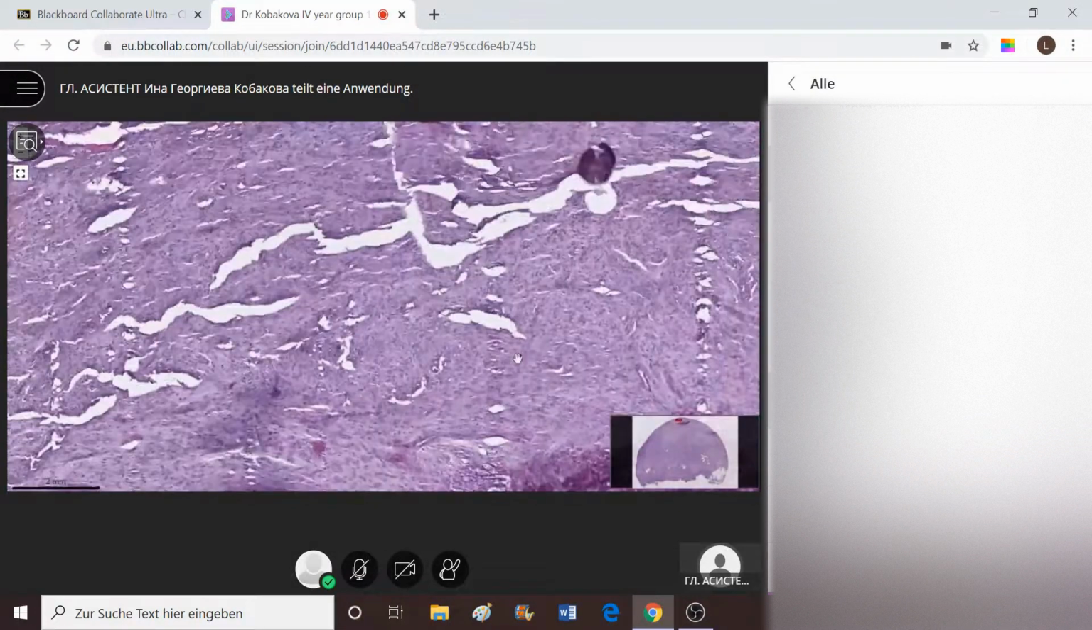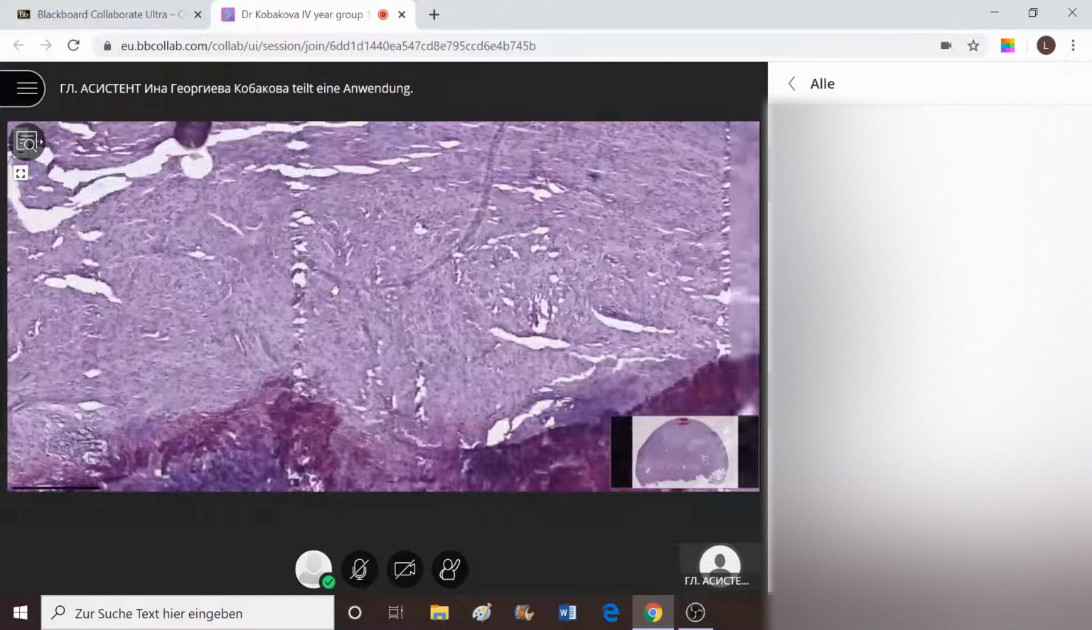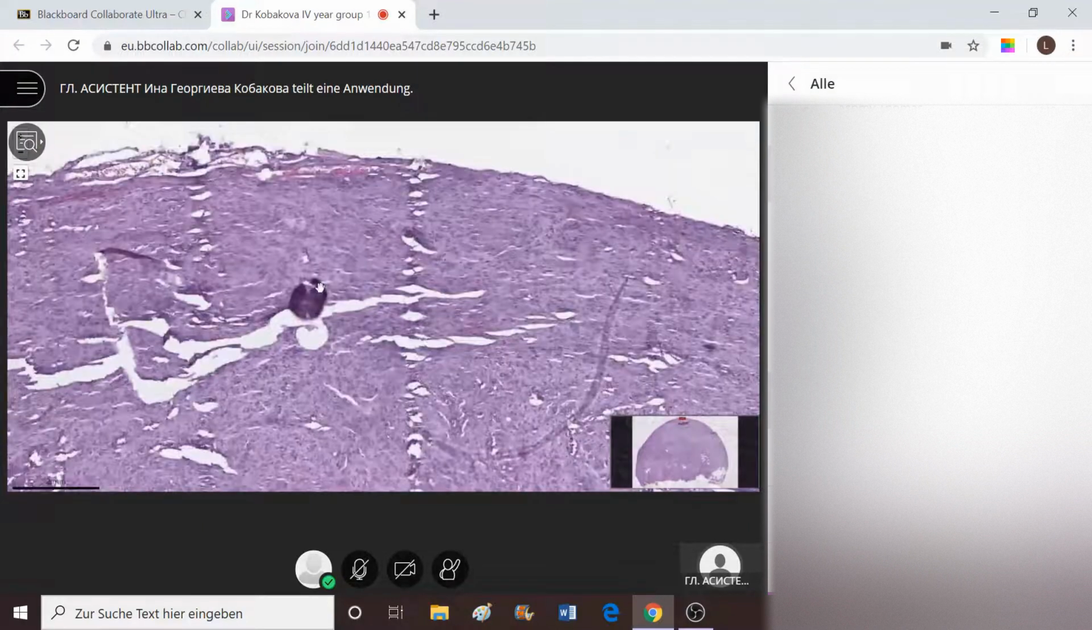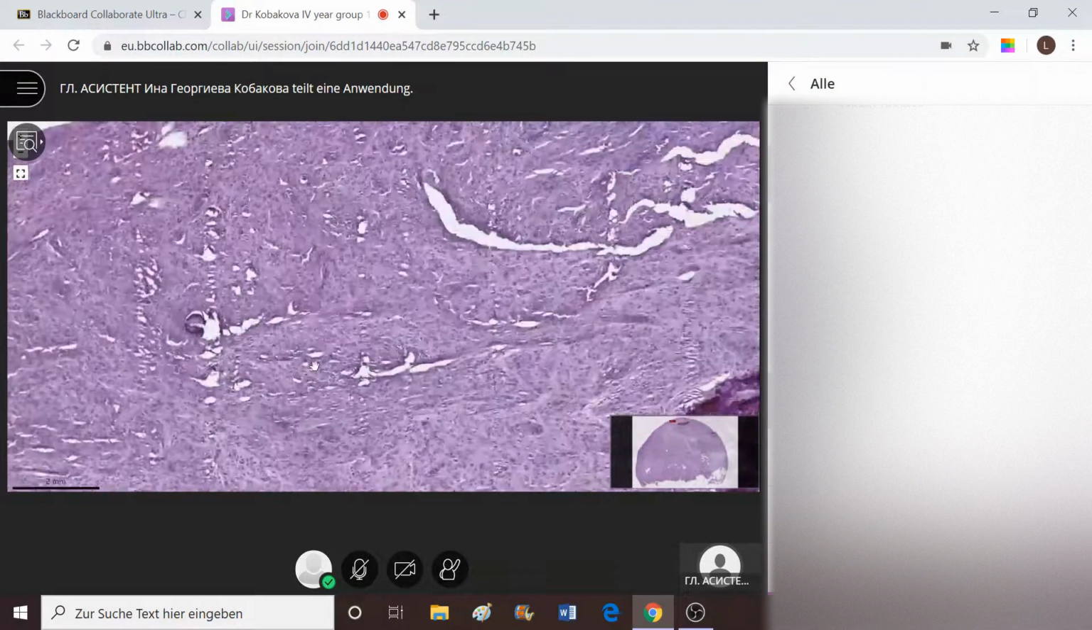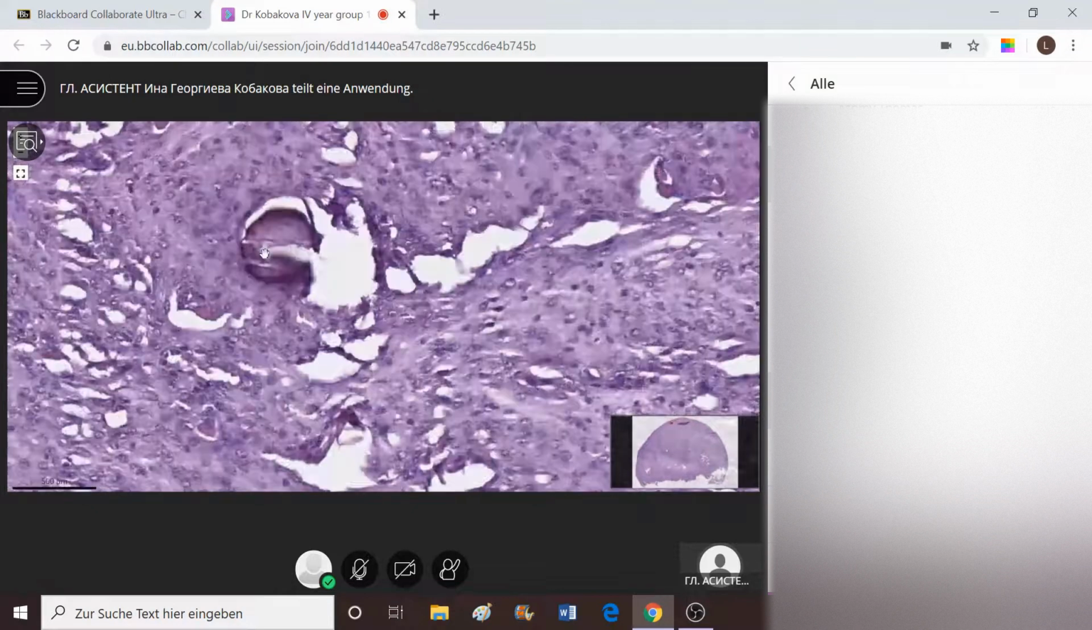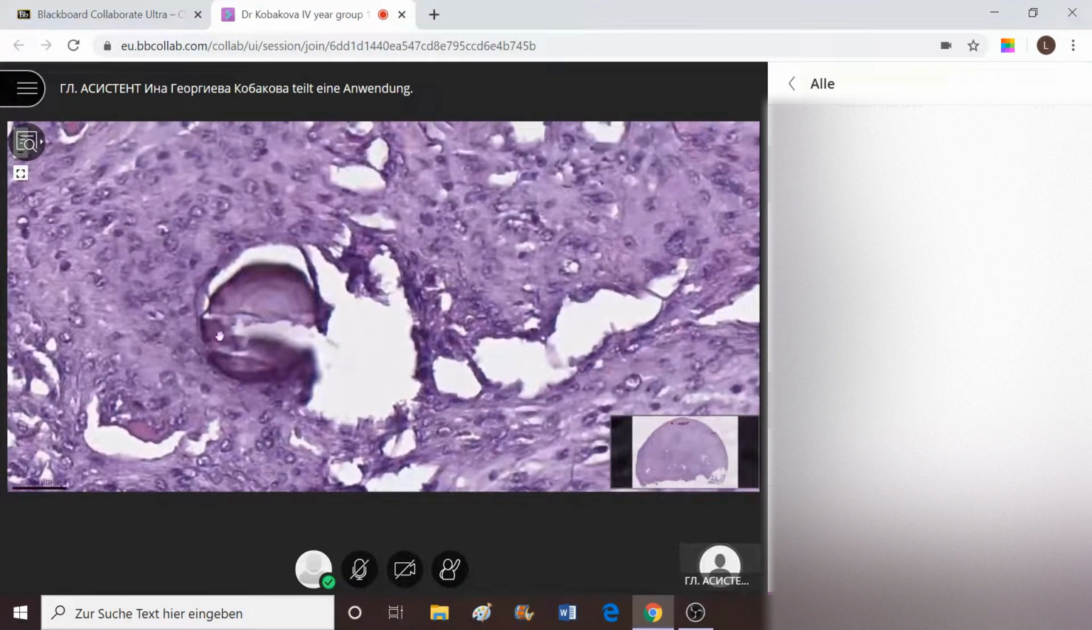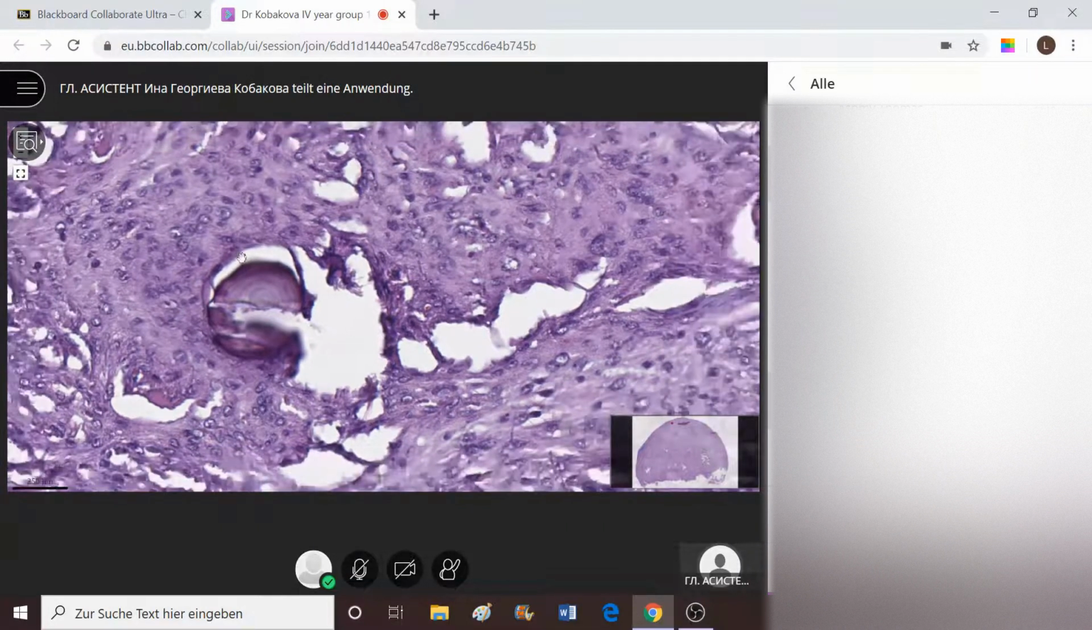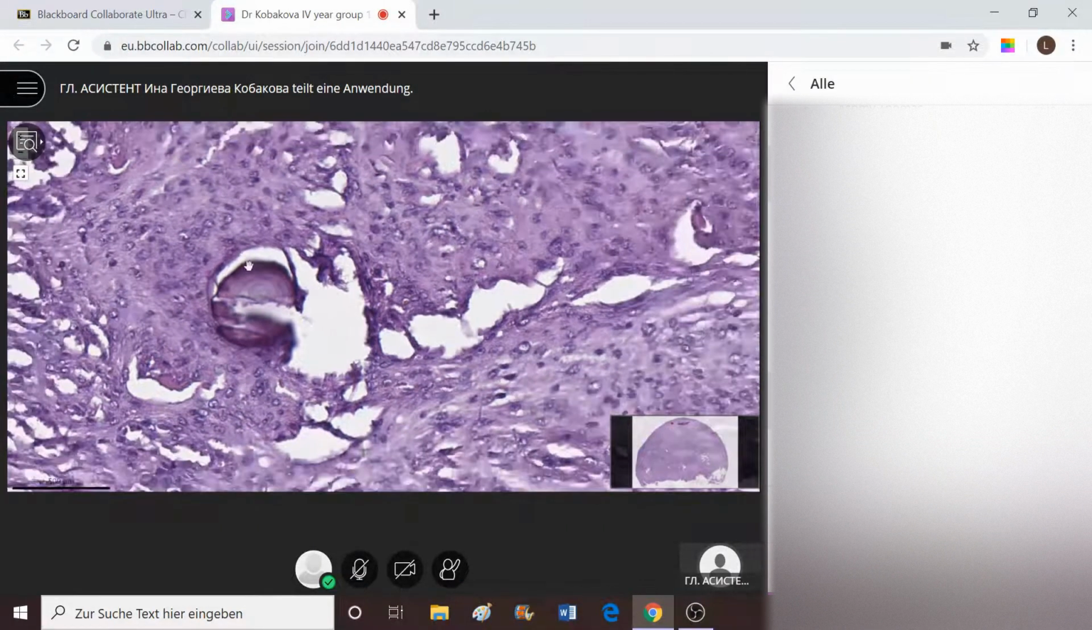formations, and in the center of some of those formations we may see, over here for example, these very dense, very intensely colored purplish structures, and in some areas we may even see their laminar structure, as if a tree has been cut in half. These are calcium deposits, or we call them psammoma bodies. You saw them previously in the papillary carcinoma of the thyroid gland.